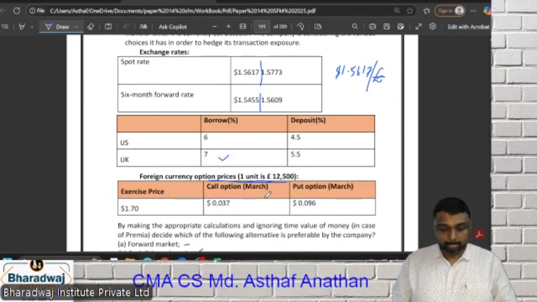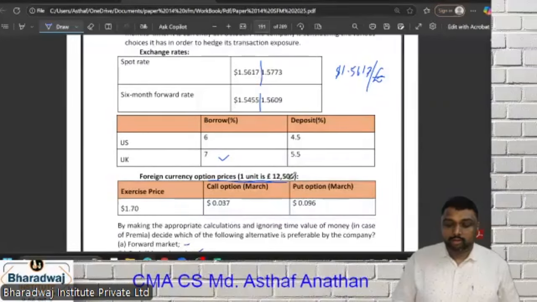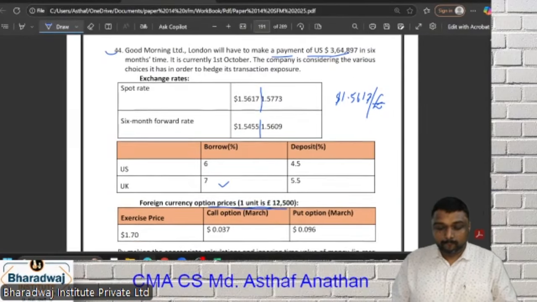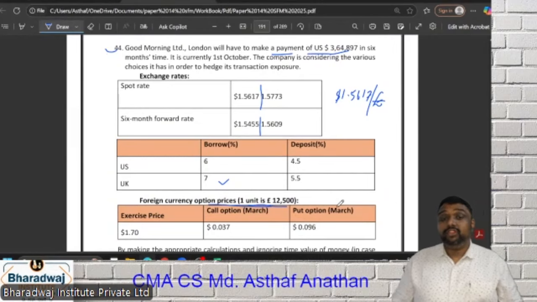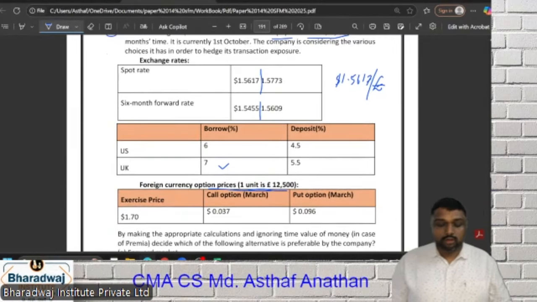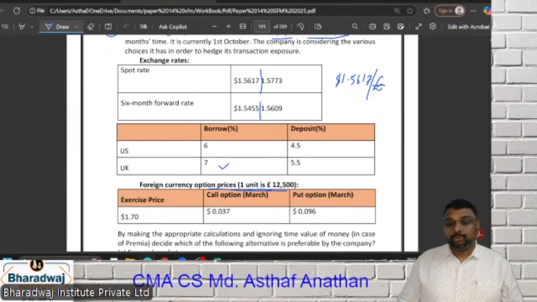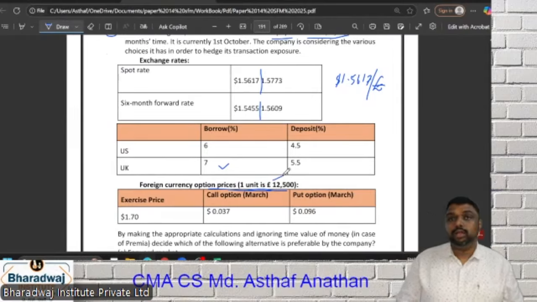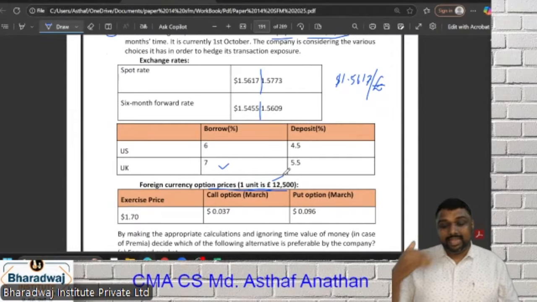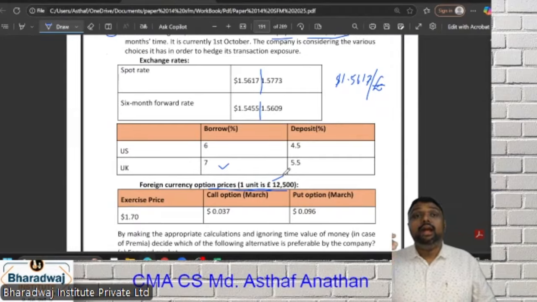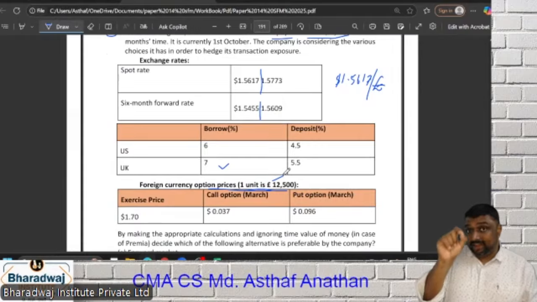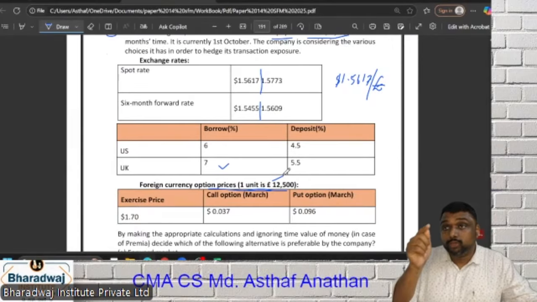Yes. See, 1 unit is equal to 12,500. 1 unit is equal to what? 12,500. First, you have to decide whether you will go for a call option or a put option. See, you have to buy the dollar, but the expression is given for the pound. So if you sell the pound through a put option, then only you will get the dollar. They have given the pound perspective, so only from the pound perspective you have to think.